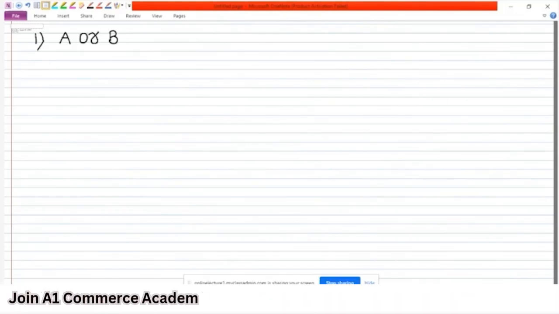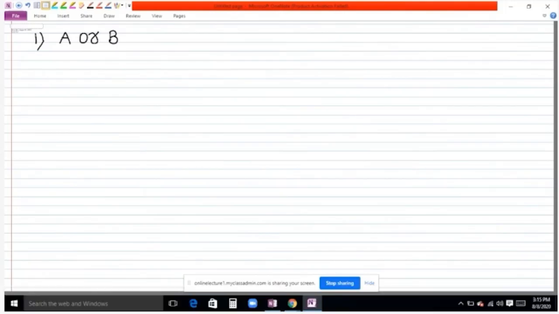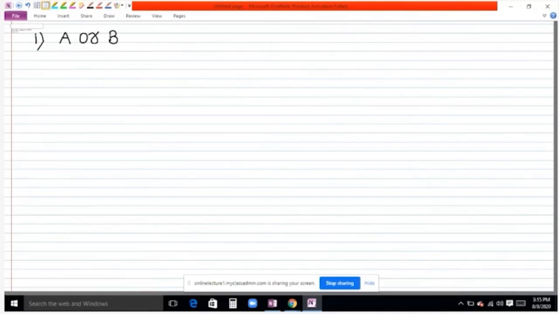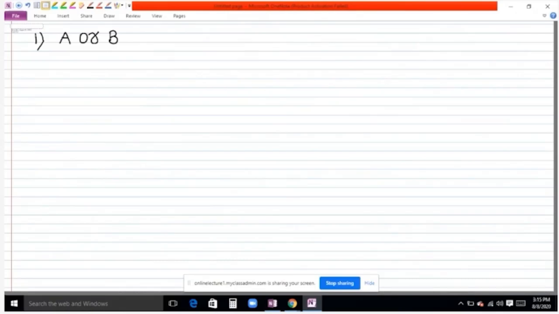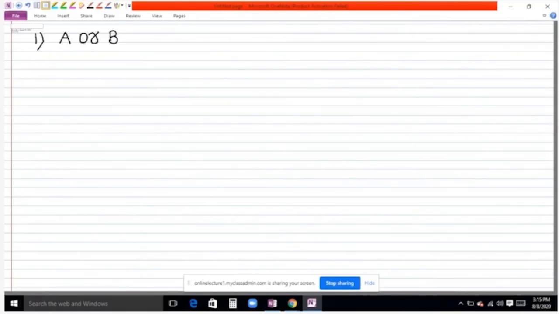तो बेटा मैंने तुम लोग को सिखाया था कि the two events they are being called to be as mutually exclusive if and only if they satisfy the two conditions. The two conditions were number one, both the events they should not occur simultaneously. And number two, between the two events there should not be any common elements.